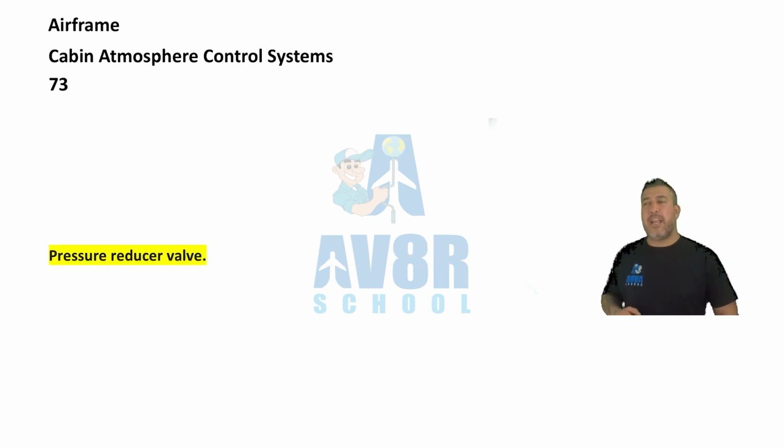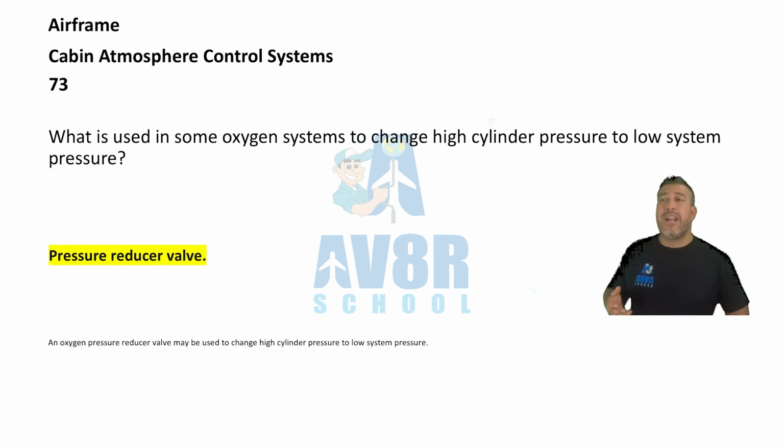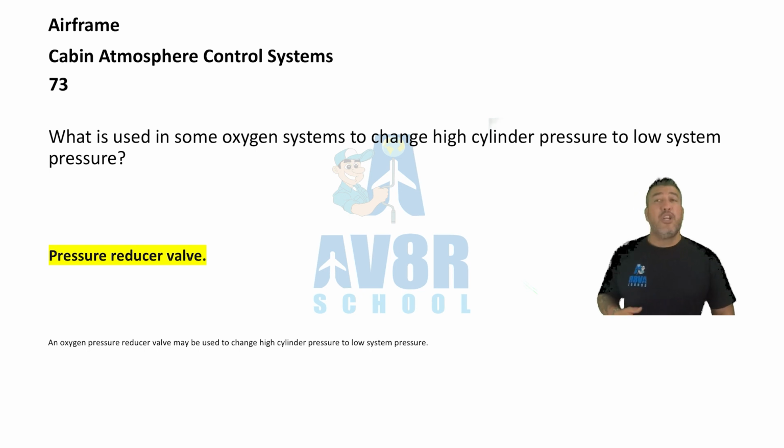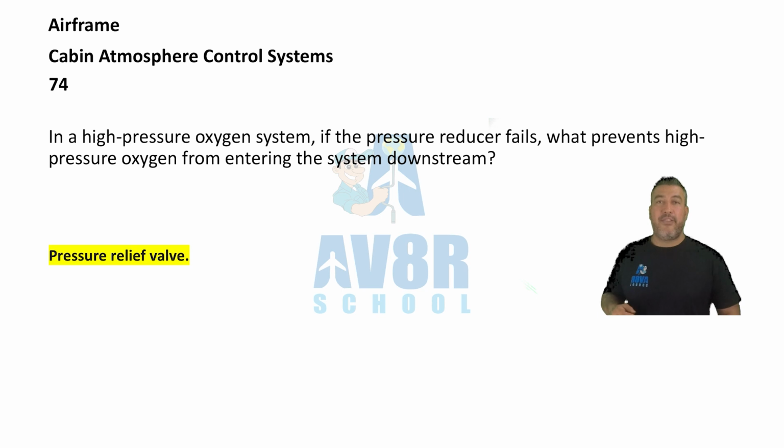Number 73, pressure reducer valve. So what is used in some oxygen systems to change high cylinder pressure to a low system pressure? You use pressure reducer valves. Pressure reducer valves are used in some oxygen systems to change high cylinder pressure to a low system pressure.